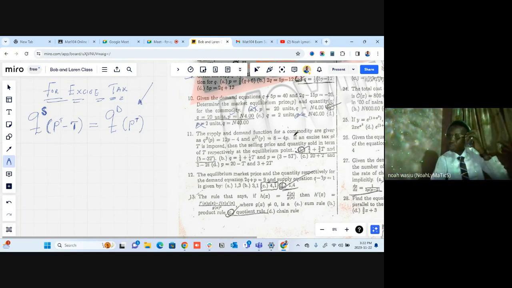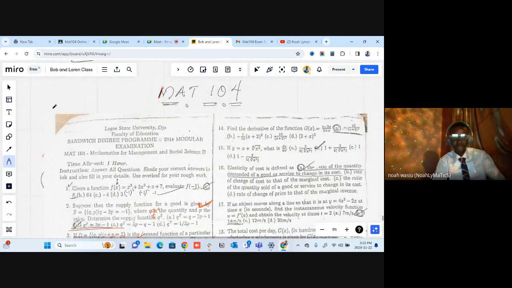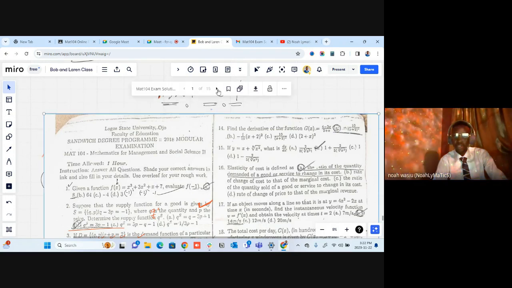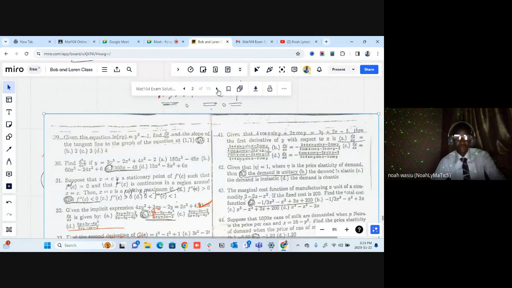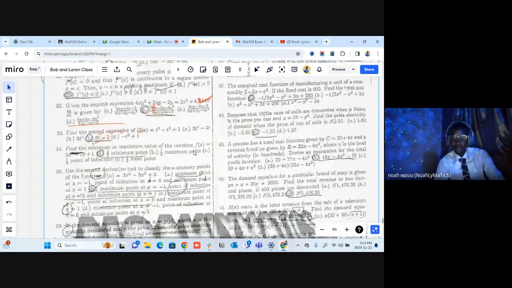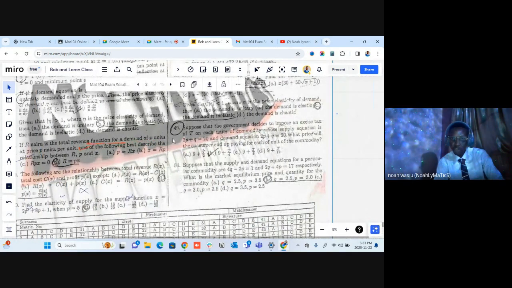Now let me show you something that is related to this question, number 11. Let me check page 2 of this past question. This is page 2 now. You see a question on another excise tax around here. Let me show you. See question number 49.